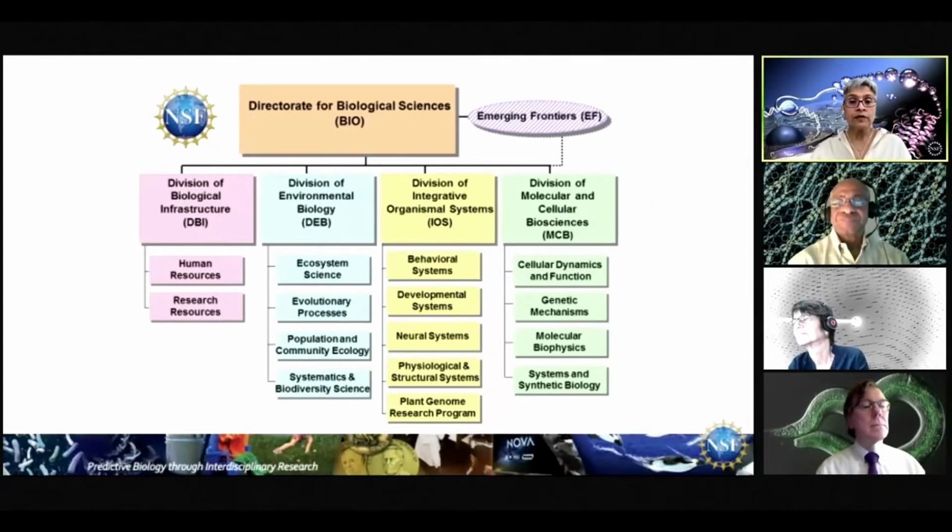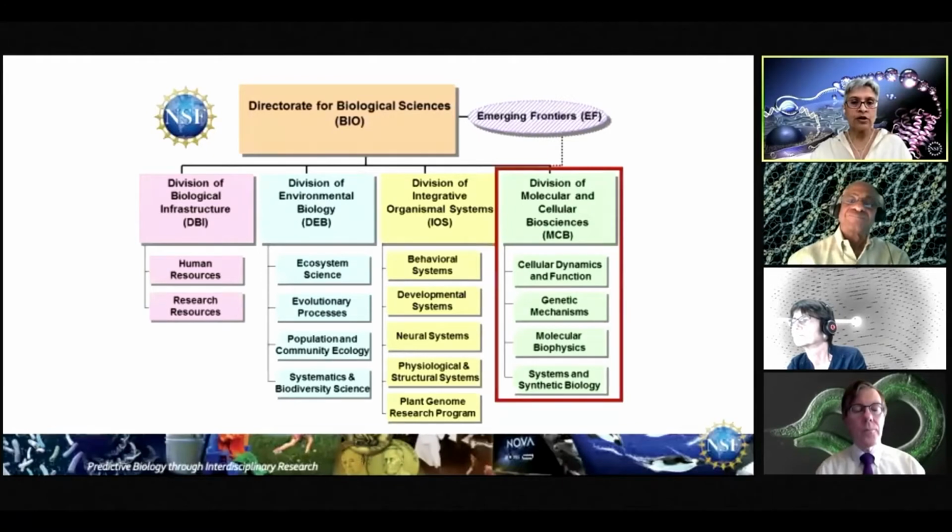The Emerging Frontiers division up to the right on your screen, that's a cross-disciplinary division, if you will. It supports synergistic research that crosses biological scales and boundaries, often through piloting new funding initiatives. And so today, of course, our focus is on the MCB division, which supports research and education in many areas of interest to the ASBMB community.